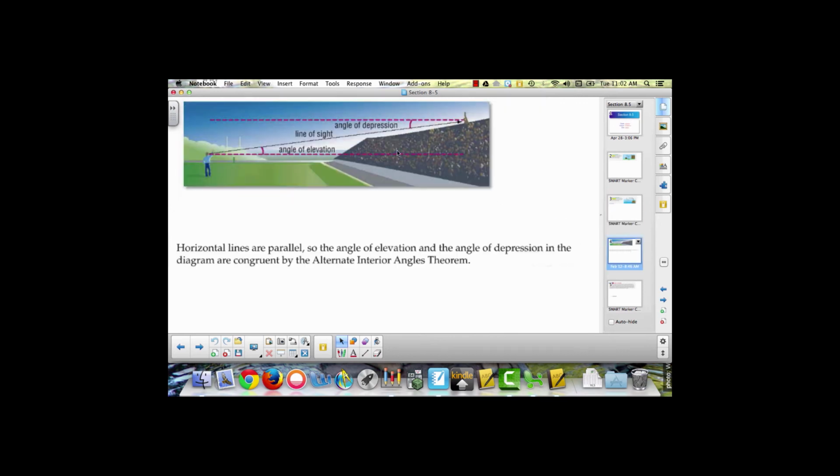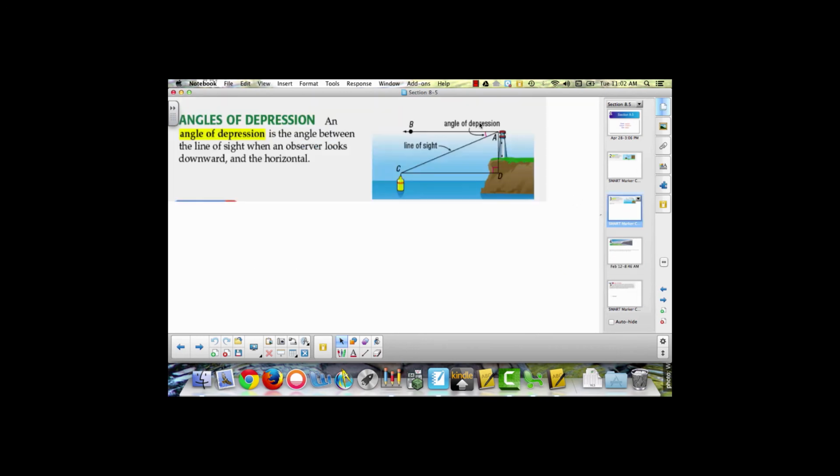As you can see, the angle of depression and the angle of elevation in those pictures are congruent because they are alternate interior angles. If I look here, angle BAC and angle CAD are congruent because these two segments are parallel to each other. This is a transversal, so this angle and this angle have to be congruent to each other. Same in this picture here.